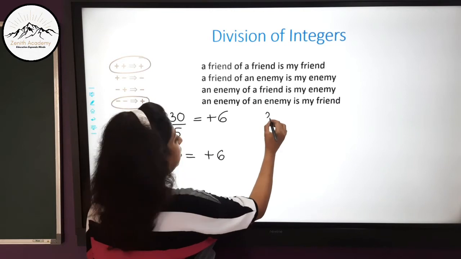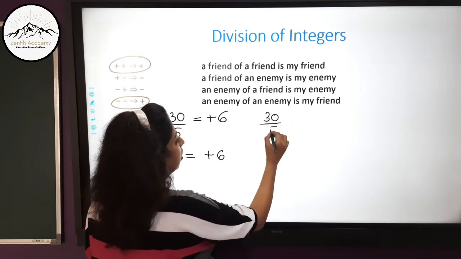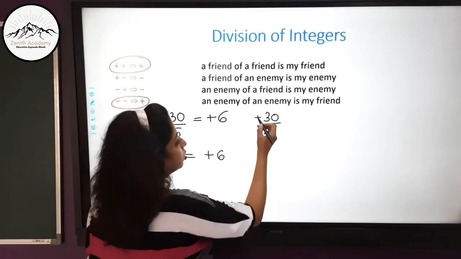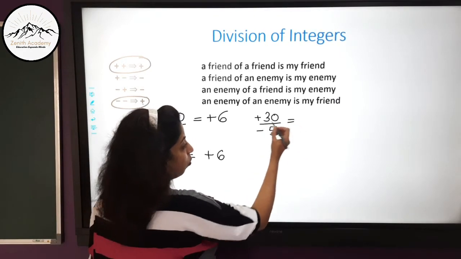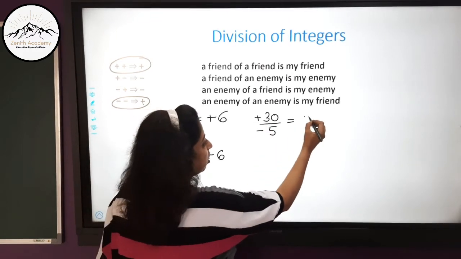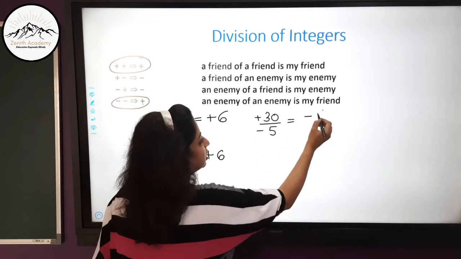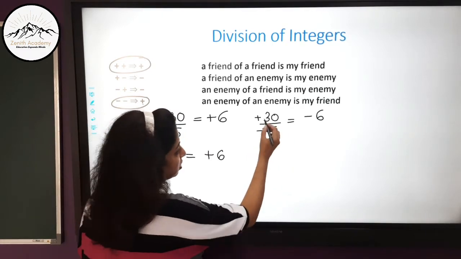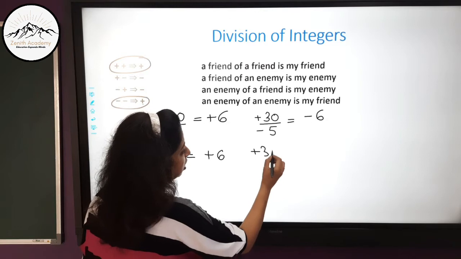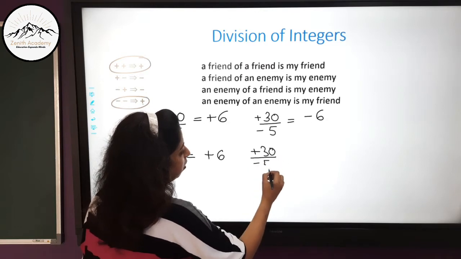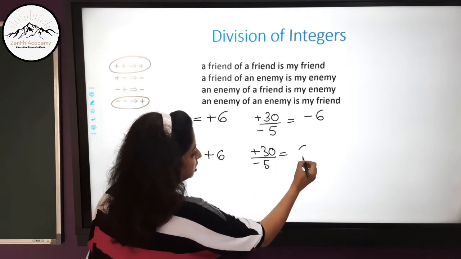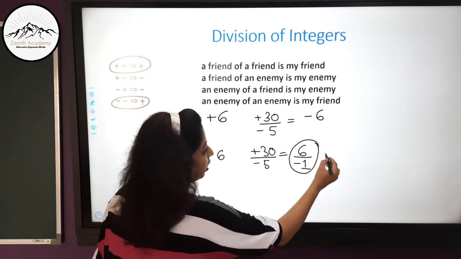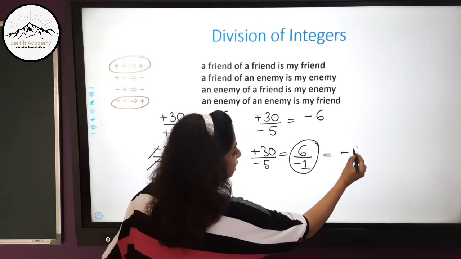Now if you are given plus 30 divided by minus 5, one is positive, one is negative, so here negative will come, so the answer is negative 6. Actually, when you do this sum, plus 30 upon minus 5 basically gives 6 upon minus 1, but you can write 6 upon minus 1 as minus 6.